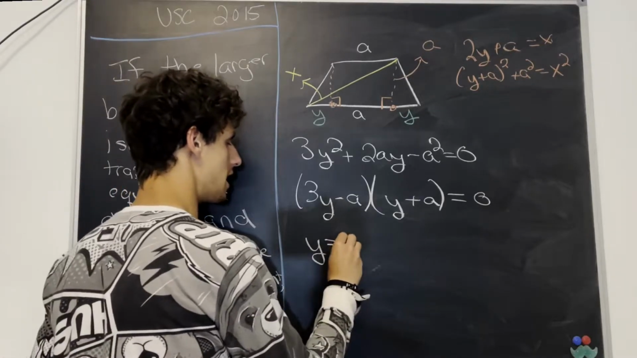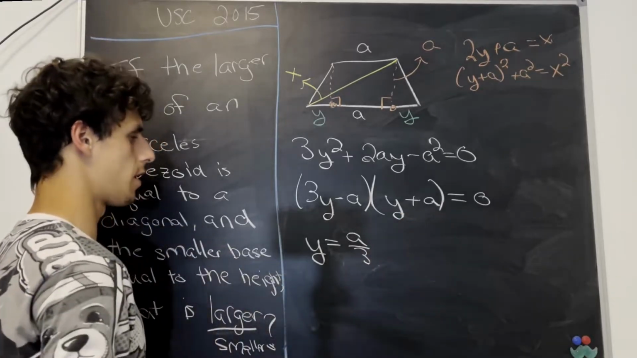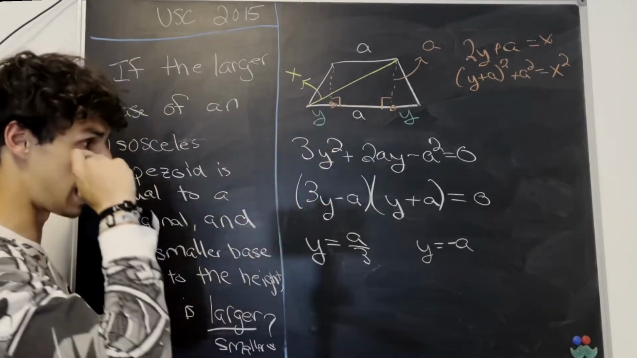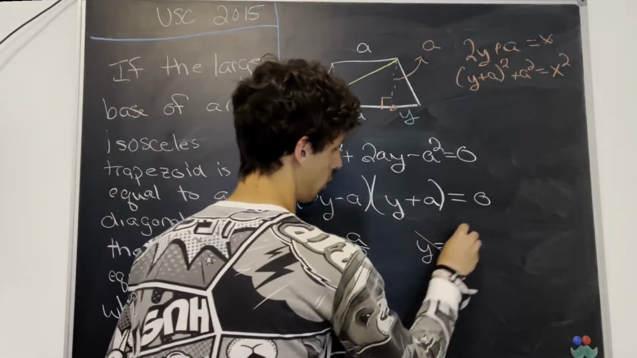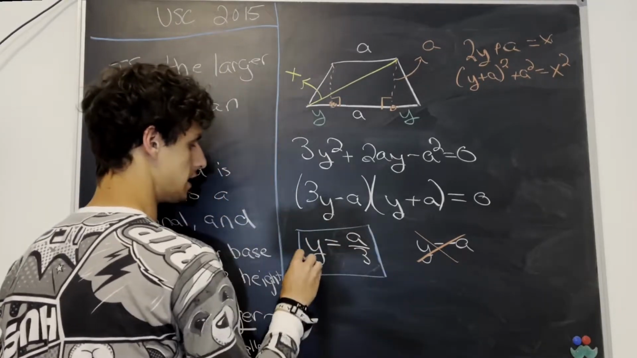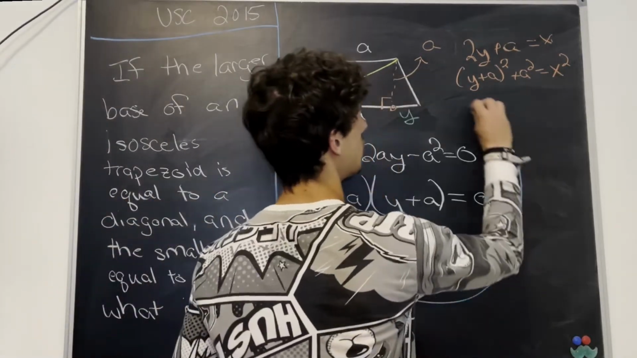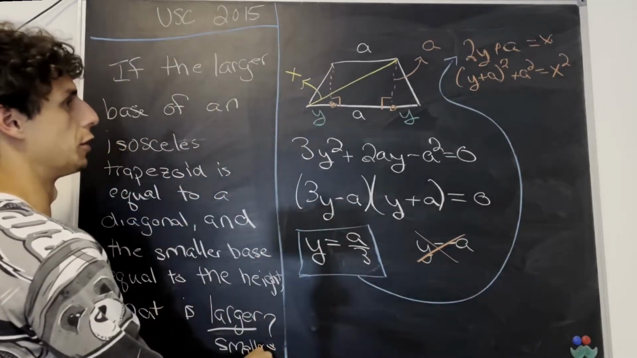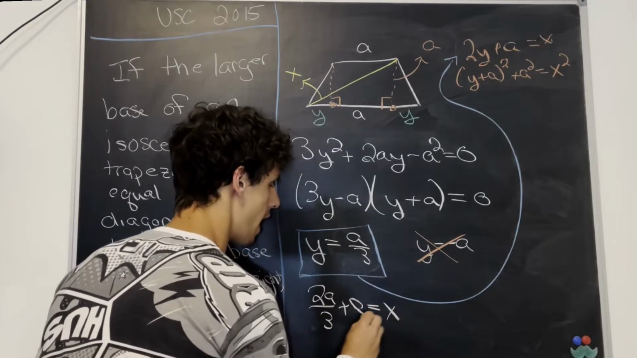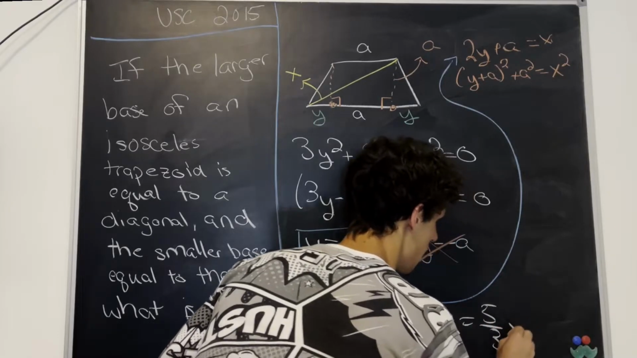That means y is equal to a over 3. And notice we don't really care about the solution y equals negative a, because we're working with side lengths here, and a negative solution doesn't make much sense. So this is the solution that we'll take: y is equal to a over 3. Then we'll plug this back into our top orange equation over here. So we'll have 2a over 3 plus a is equal to x. That means x is equal to 5/3 a.